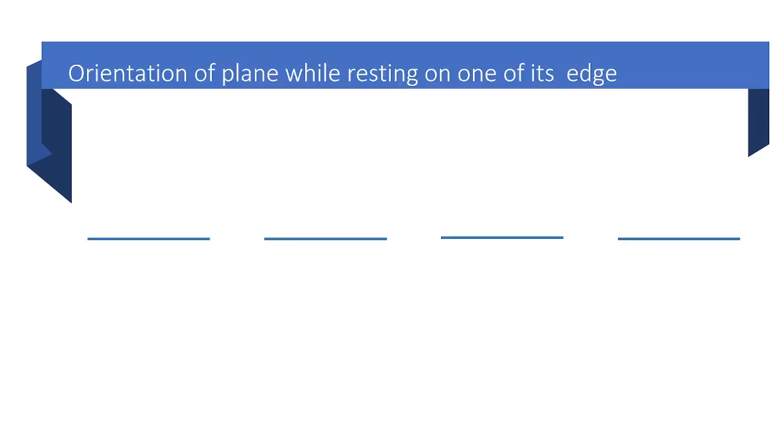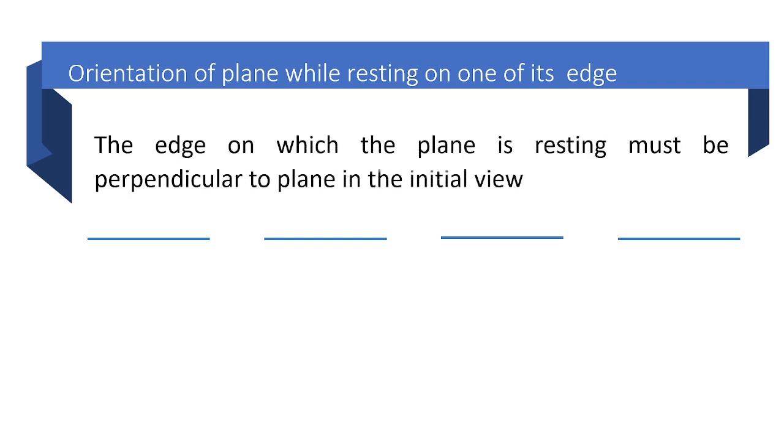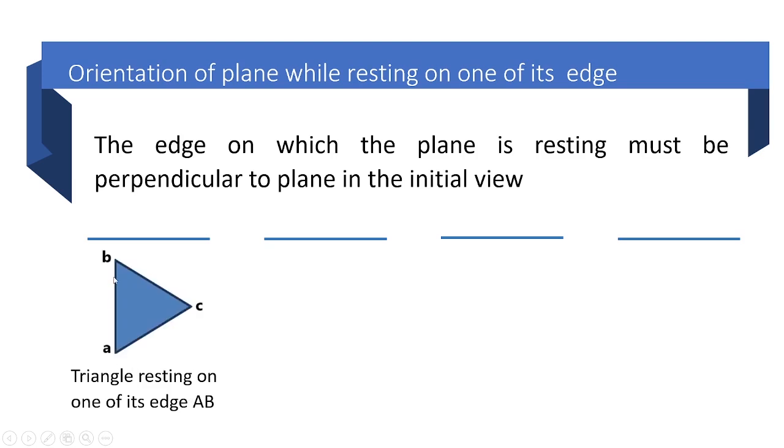To begin with, we are going to study the various orientations of a plane when it rests on its edge. One of the conditions the plane has to satisfy is that the edge on which it is resting, it must be perpendicular to the plane. Let us see, in case of a triangle, when the plane is resting on its edge AB, that edge AB must be perpendicular to the plane.